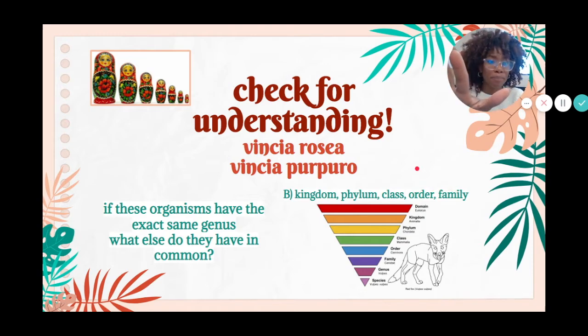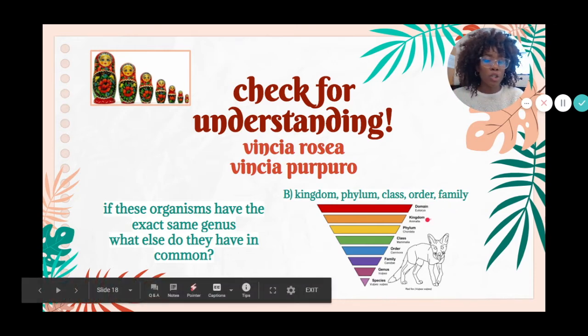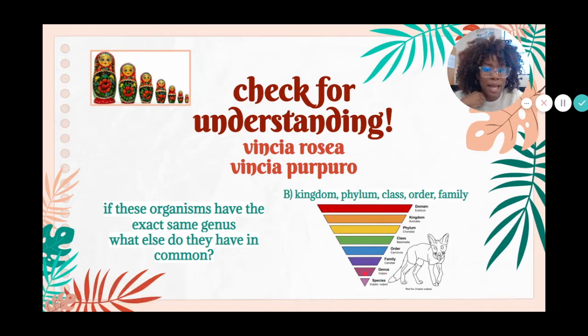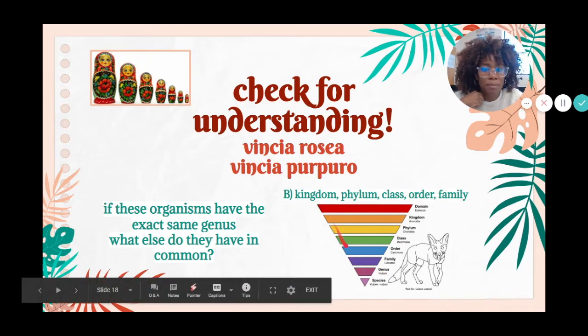And this is also why knowing your mnemonic device is going to help you out so much, because you need to know the levels in order. So kingdom, phylum, class, order, family, genus, species. So we look at these two organisms, we determine they have the same genus. So they're in the same level here. If they're in the same level here, they must have all of these in common. Okay?